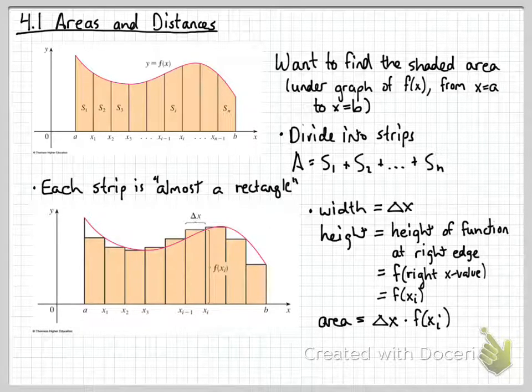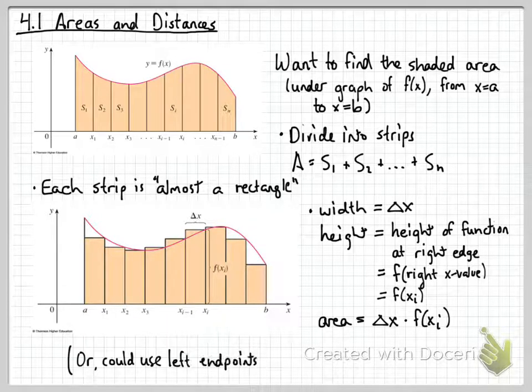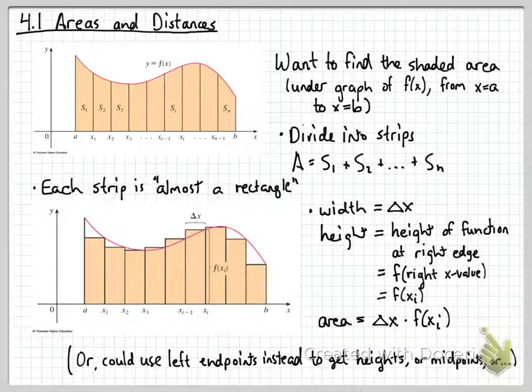Okay. I could have done this differently. I could have drawn the rectangles so their heights came from the left-hand edge of the rectangle, or instead picked the middle of the rectangle, the midpoint, to give me the height of the rectangle. And this would give me a slightly different approximation for area, but also close to the area.